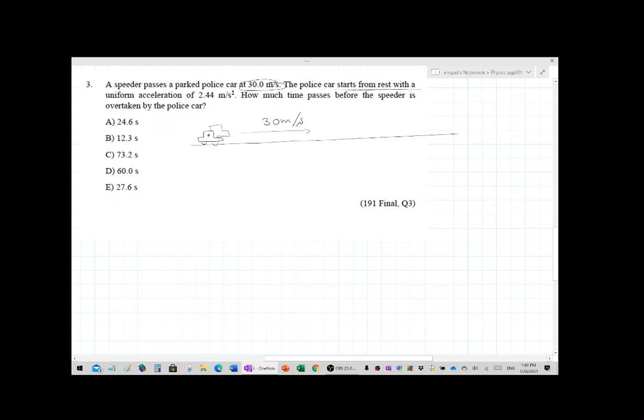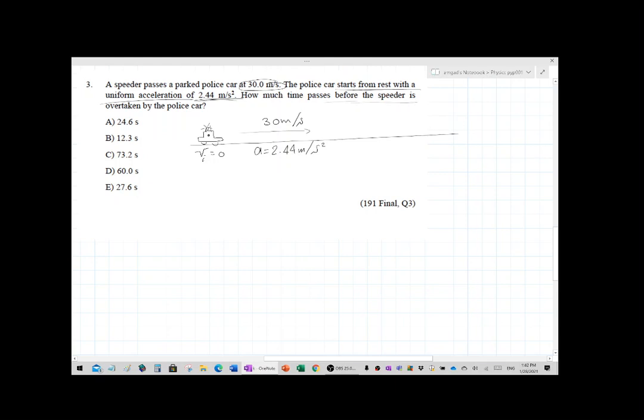So when this guy speeds up or moves with high speed, the police car starts to move. So it will start from rest with V initial equals 0, and a uniform acceleration. Uniform acceleration means constant acceleration. And when you have constant acceleration, you can use the 3 equations of motion we talked about in the lecture. The acceleration here equals 2.44 meter per second square.